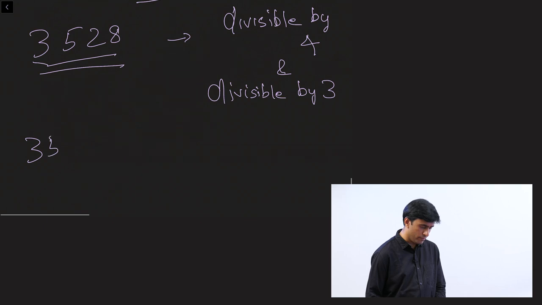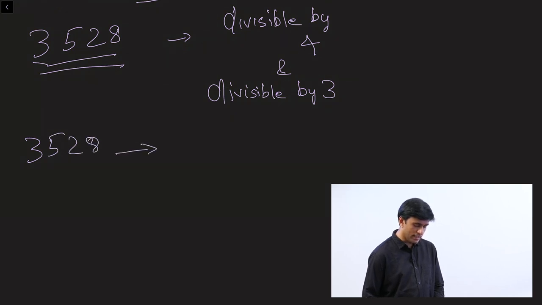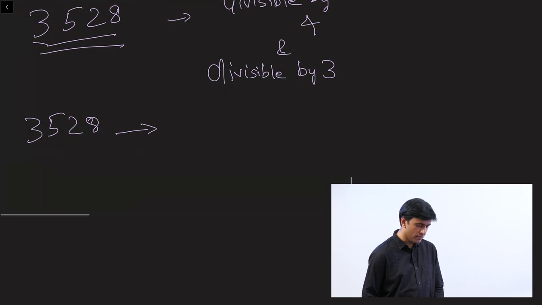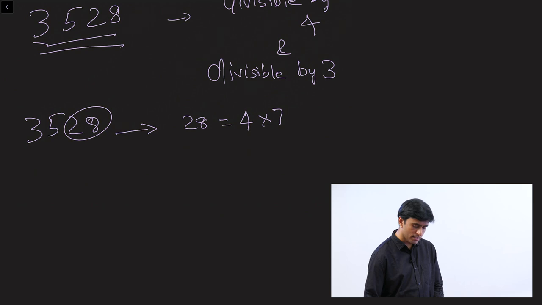3528. Let's check if this number is divisible by 4. How do you check if the number is divisible by 4? You need to see if the last two digits are a multiple of 4: 28. That's right, 4 into 7. So it is divisible by 4.